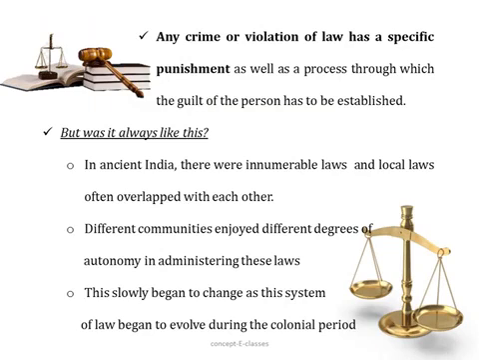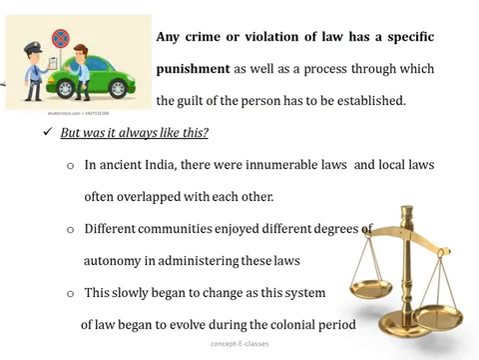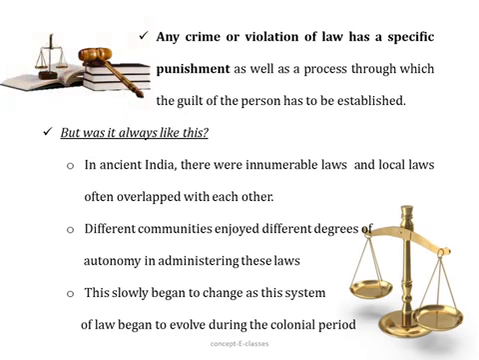Now what happens if anyone does not obey the law or violates the law? They will receive a punishment. For example, if we do not obey the traffic rules, we get a penalty or a punishment for violating the law. Similarly, any crime or violation of law has a specific punishment. And if a person commits a crime, there is a process through which the guilt of the person has to be established. Now, was it always like this in India?